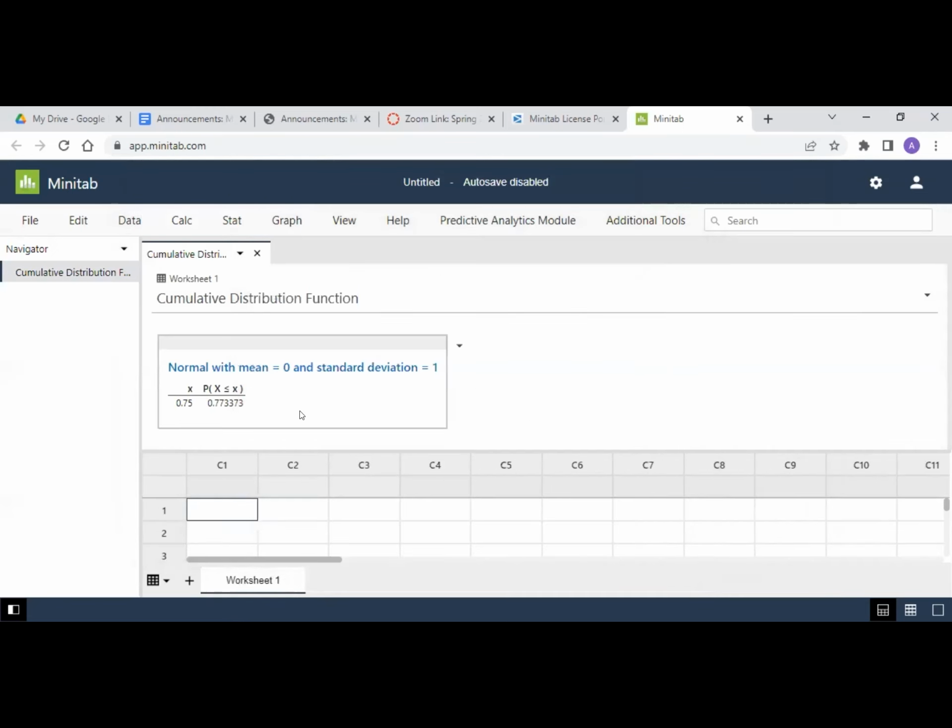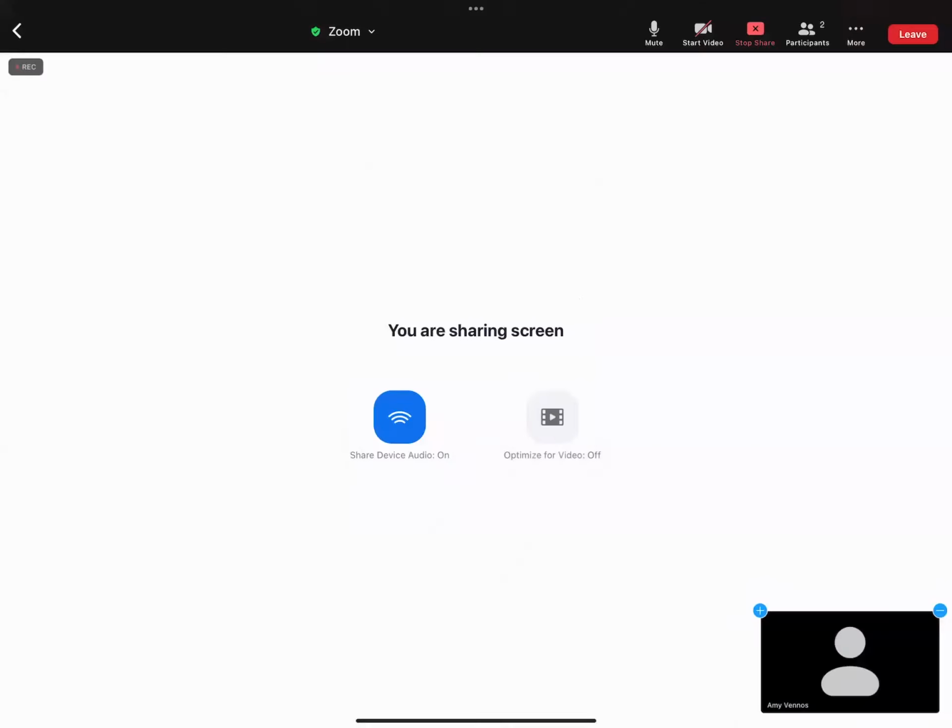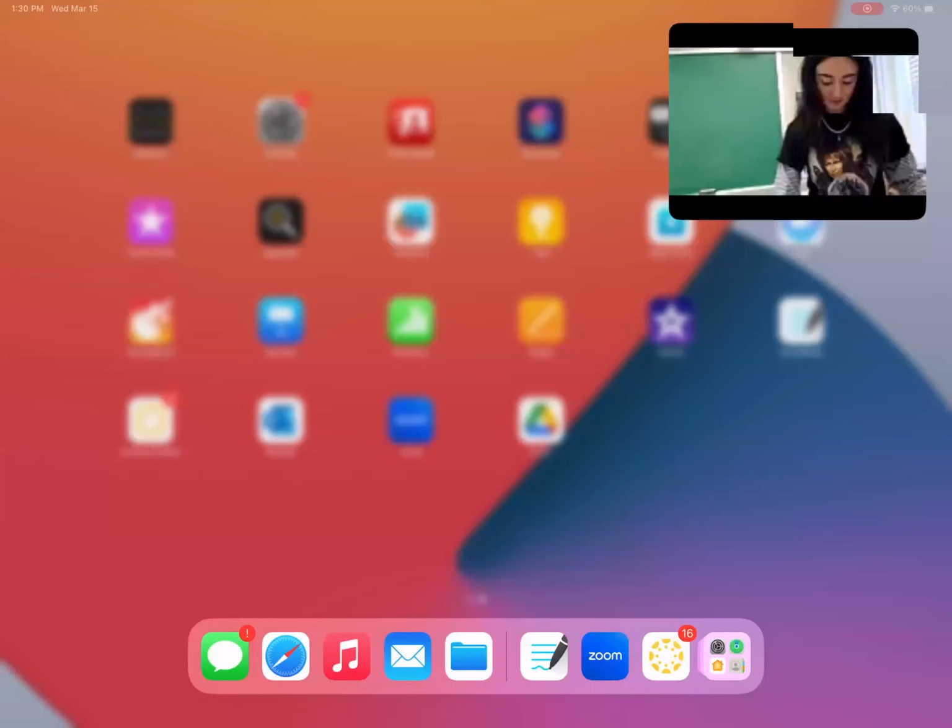And what comes up is my probability. This chart says the x value that I'm interested in, and on the right, it gives me the probability of less than that x value. So that's what we have on our paper here. Any questions on what I typed in on Minitab? It's kind of annoying swapping back and forth on my iPad, but I still like using my iPad for class.